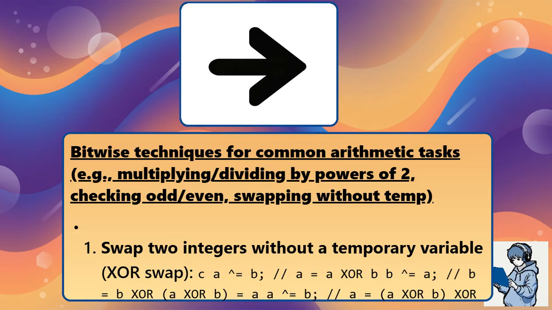Swap two integers without a temporary variable, XOR swap. a XOR equals b: a equals a XOR b. b XOR equals a: b equals b XOR a, which becomes a. a XOR equals b: a equals a XOR b, which becomes b. Works only when a and b refer to distinct memory locations.